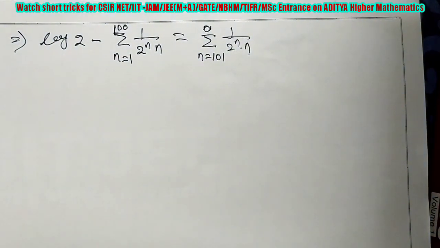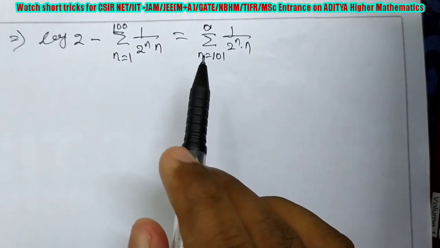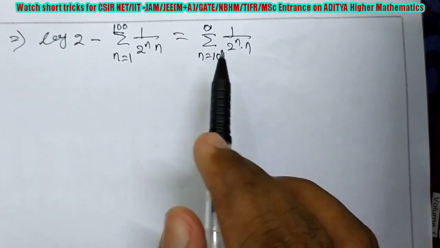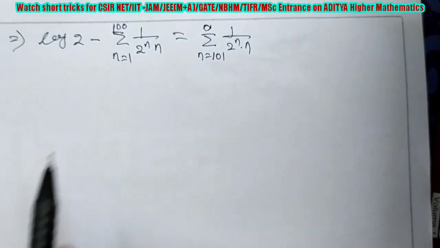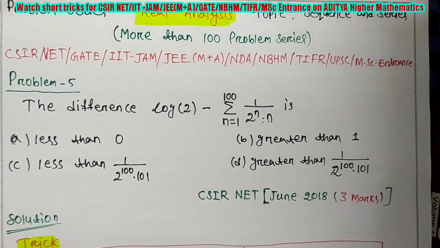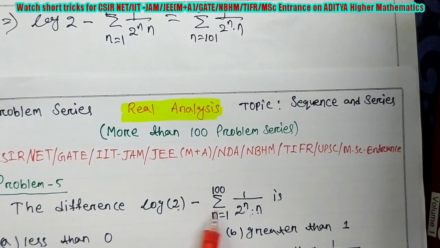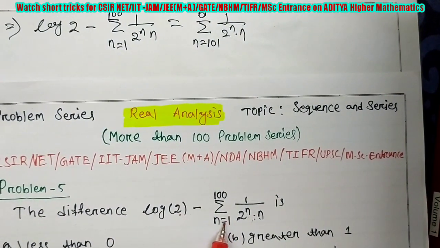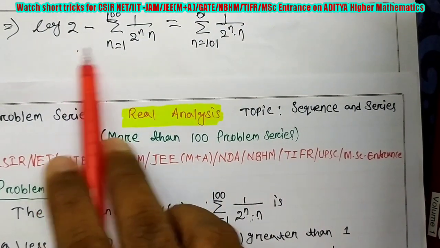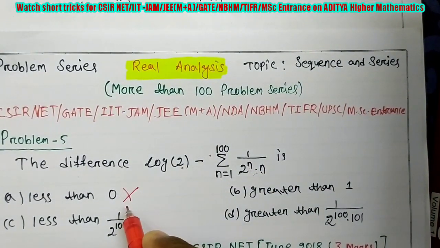Now you can see this is a positive quantity. If you find this series from n equal to 101 up to infinity, it will never be negative. So the first option, given as less than 0, is wrong. Now you can see log 2 minus summation of n equal to 1 to 100 1 by 2n is the same value you are getting here. So the first option less than 0 is wrong. Now we will look at only B, C, D, which include the correct option.